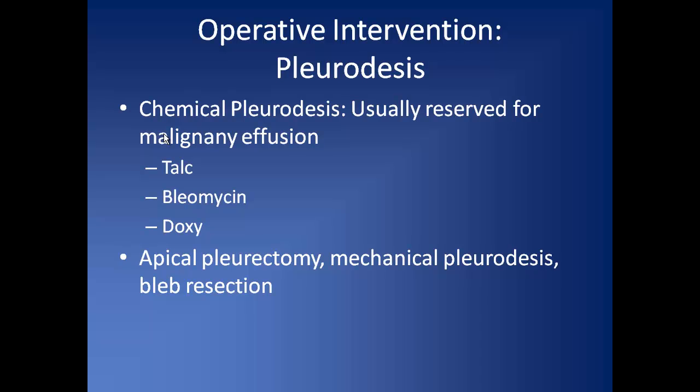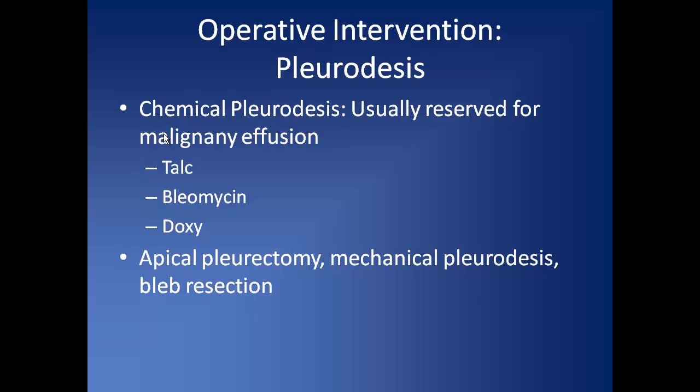Another way is to do what we call an apical pleurectomy, mechanical pleurodesis, and bleb resection. So we go in there, we wedge out whatever blebs we can see, usually in the apex and in the superior segment of the lower lobe. We take out the pleura apically, and then we actually take a Bovie scratch pad, so imagine taking a Brillo pad, and you rough up the inside of the chest wall, okay?